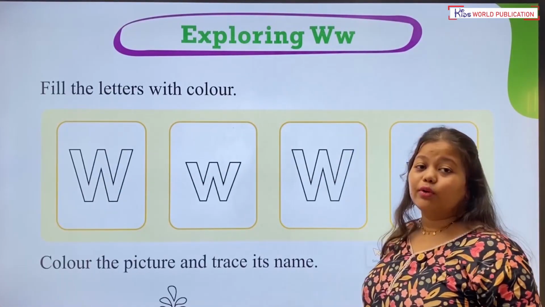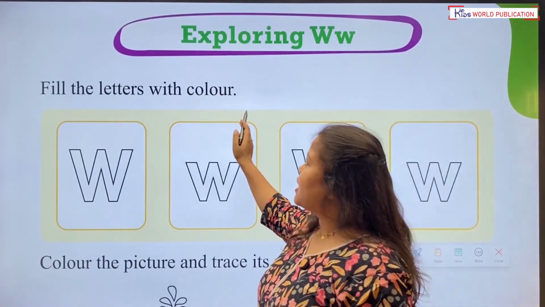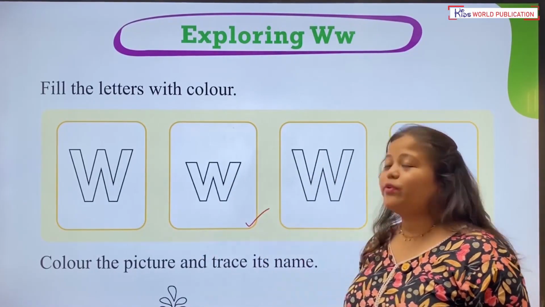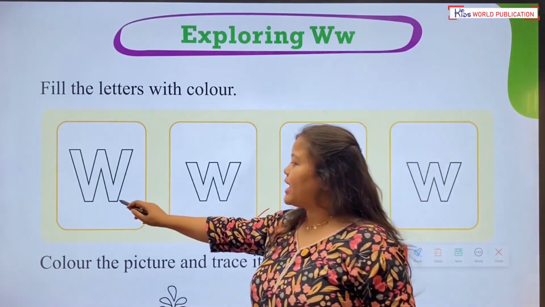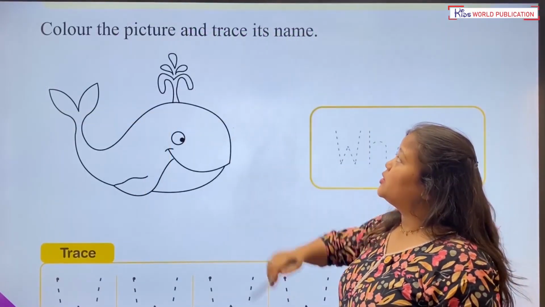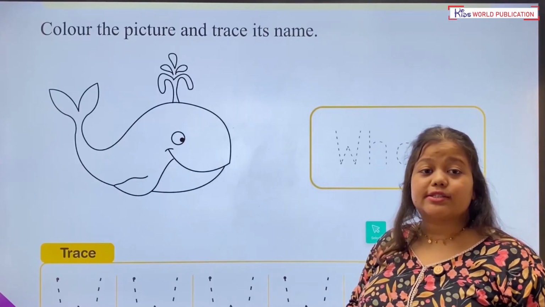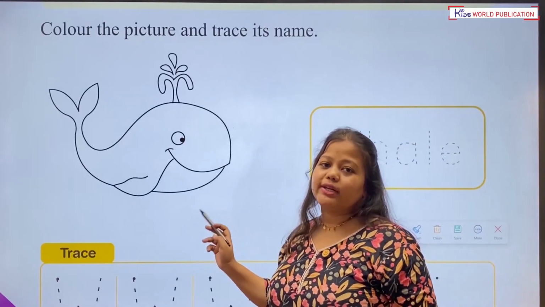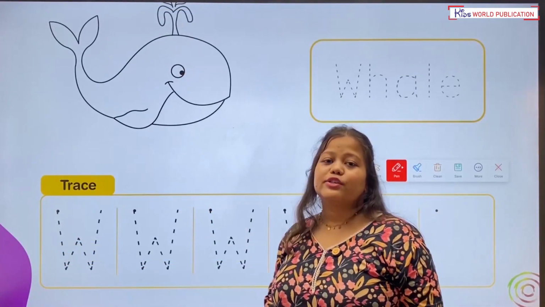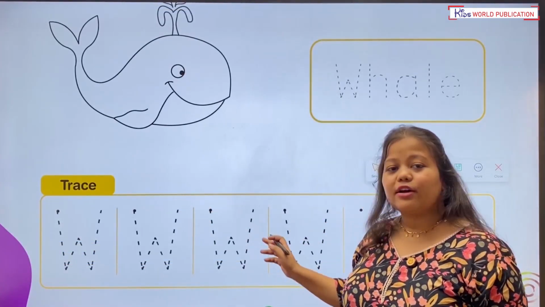Exploring W. Fill the letters with color. So kids, you will fill this W with your favorite colors. This is capital W and this is small w. Color the picture and trace its name. So kids, here you can see a picture. You will color it and also trace its name, which is written here. Trace. So kids, let's trace a W.